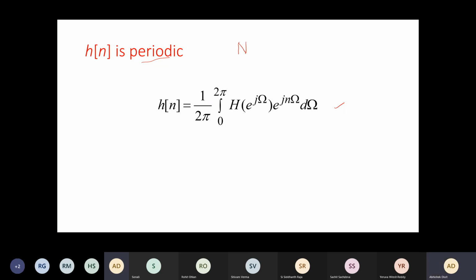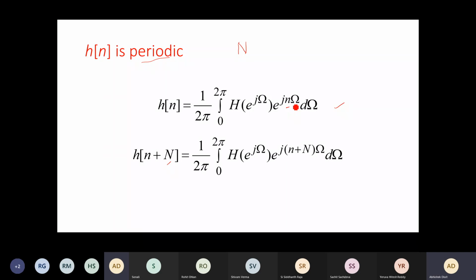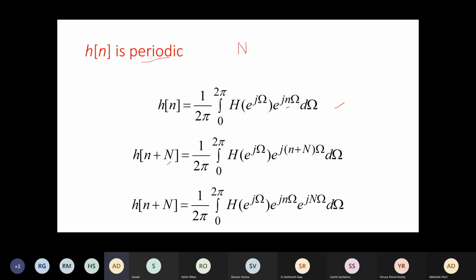So h[n] is this, and h[n plus capital N], what should happen? Instead of this little n, we should have n plus capital N. So this will be the expression for h[n plus capital N]. Now, if h[n] is periodic with capital N, what would it mean? It would mean that h[n] is same as h[n plus capital N] for all values of n. Okay.